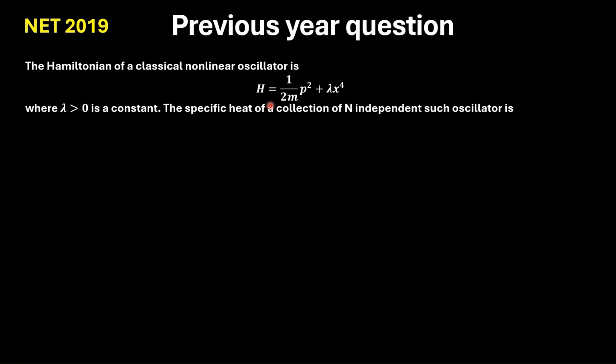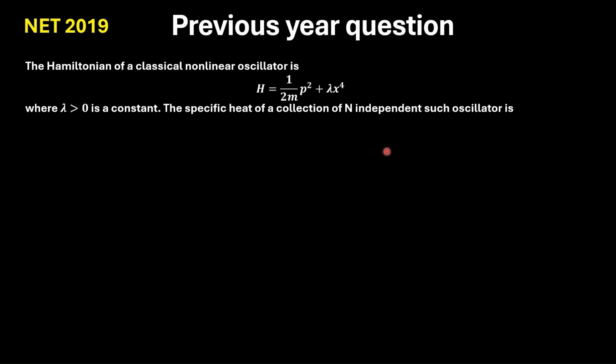Here we are given a classical nonlinear oscillator. Nonlinear because of this x to the power 4, because when we differentiate this, we will get a force of x cubed. So we have to find the specific heat for an independent such oscillator.